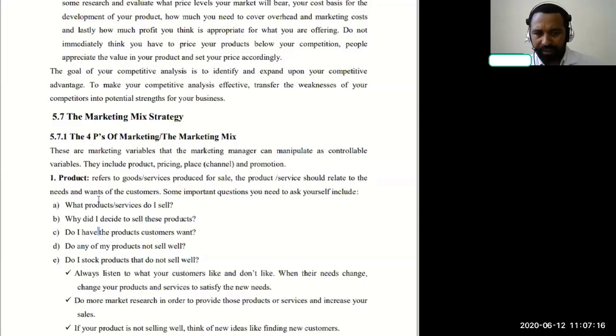These goods or services are produced for sale. This product and service should satisfy the customer's need and want. So we have to raise some important questions when we use this product strategy, which is one of the marketing strategies. What product or service do I sell? This describes what type of product, or the nature of the product. For what purpose could this product be sold to the customer? Why did I decide to sell this product? This indicates the customers, or sometimes the purpose or mission of selling this product.